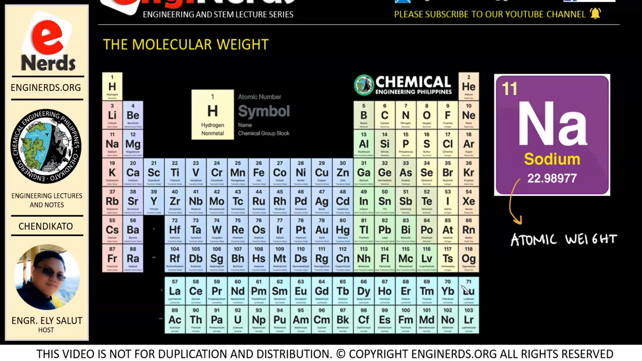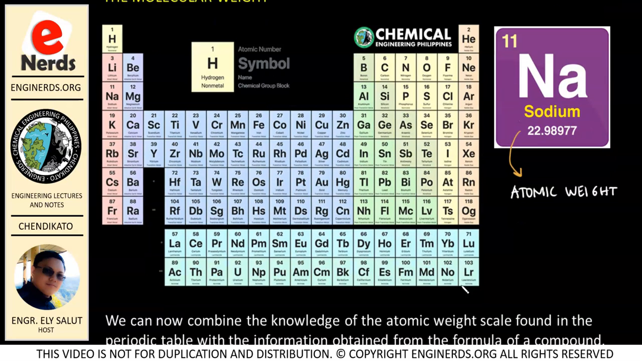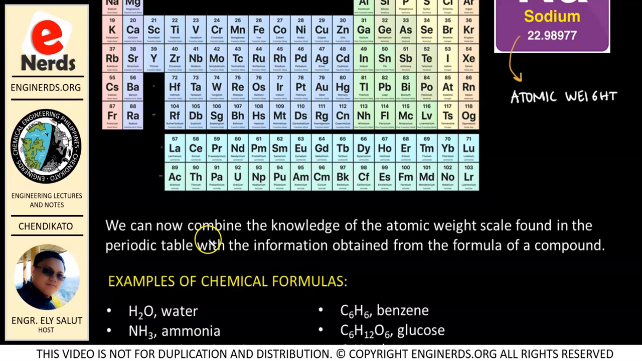Okay, so dahil alam na natin yung atomic weight, the good thing is that we can combine our knowledge of the atomic weight scale found in the periodic table with the information obtained from the formula of a compound. So ang ibig sabihin, if we know the formula of the compound and using the periodic table, makukuha din natin yung ating atomic weight, we can combine this information in order to determine yung weight ng ating compound.